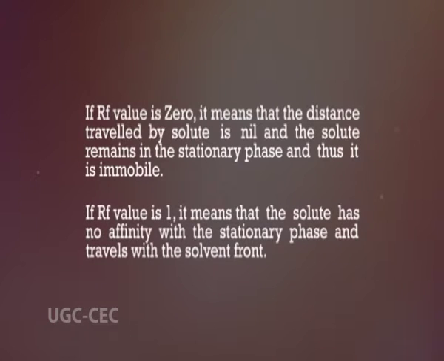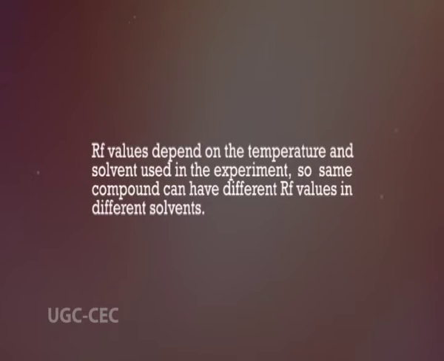If the RF value is 1, it means that the solute has no affinity with the stationary phase and travels with the solvent front. The RF values depend on the temperature and solvent which is used in the experiment. So, the same compound can have different RF values in different solvents.